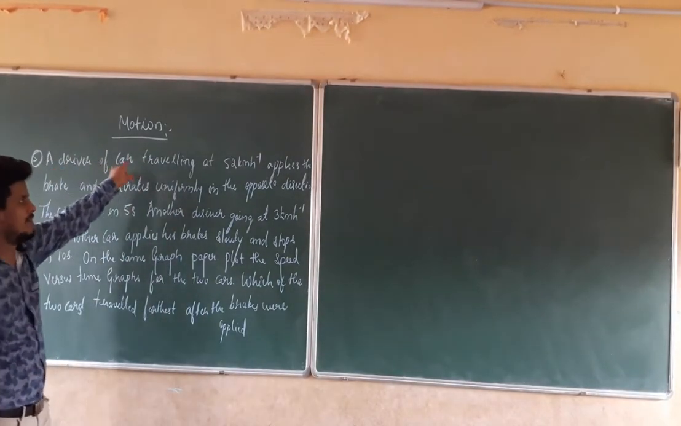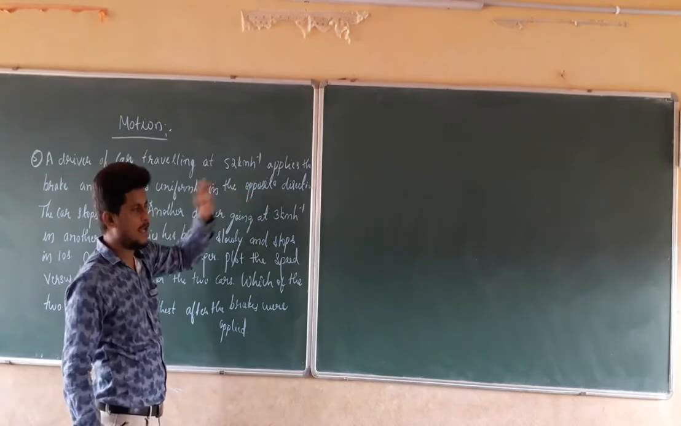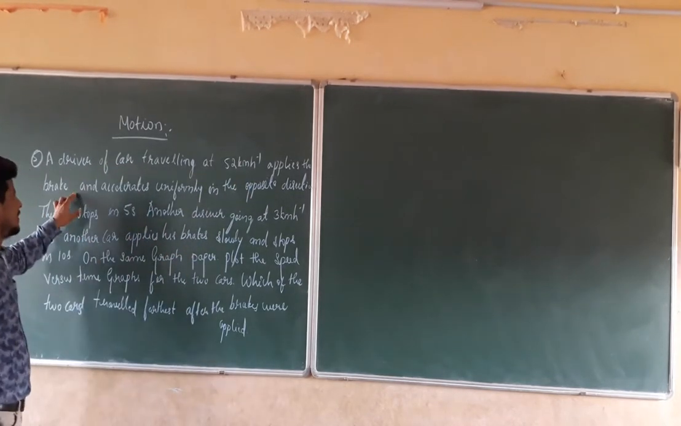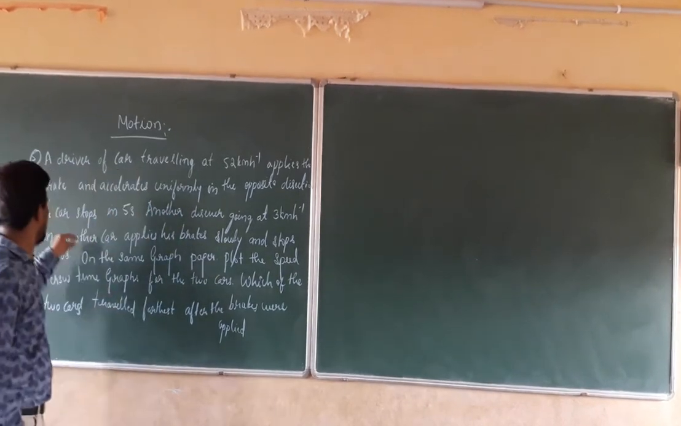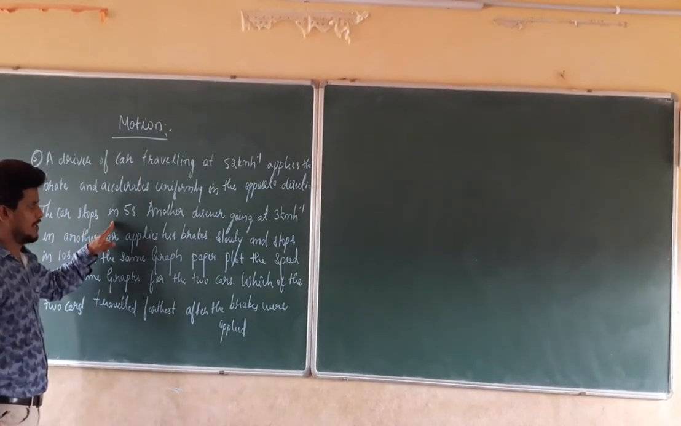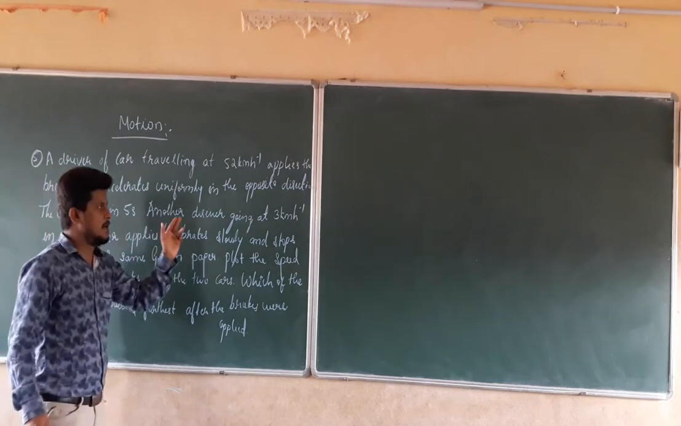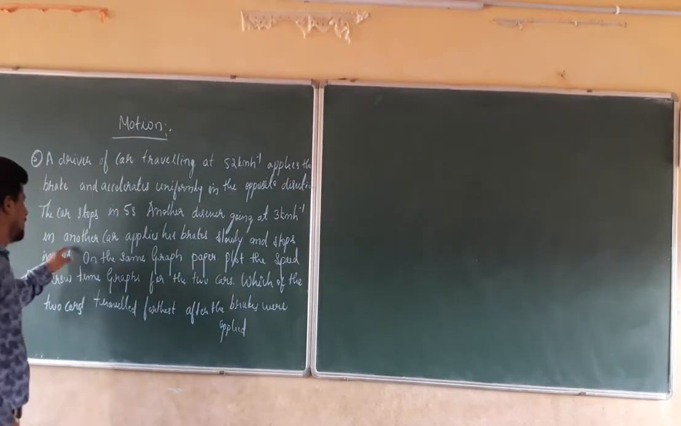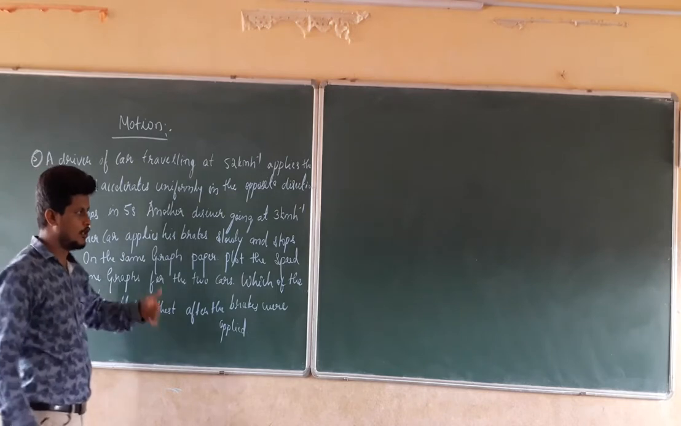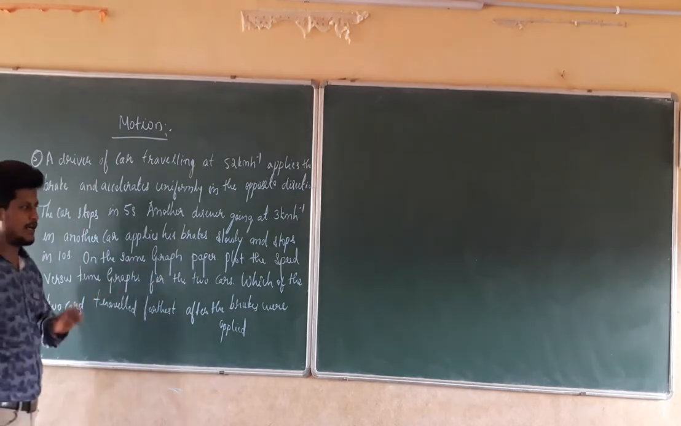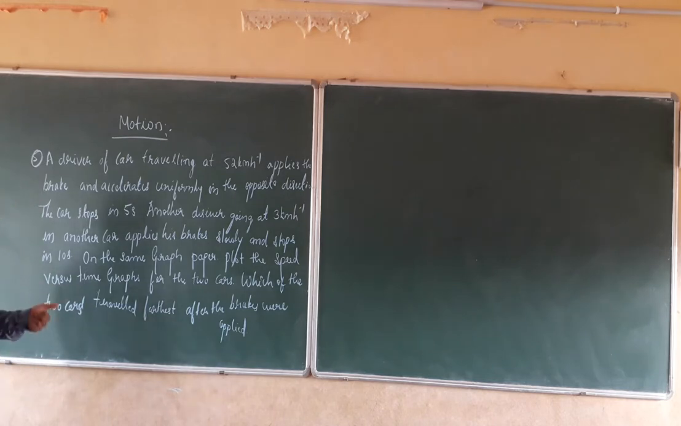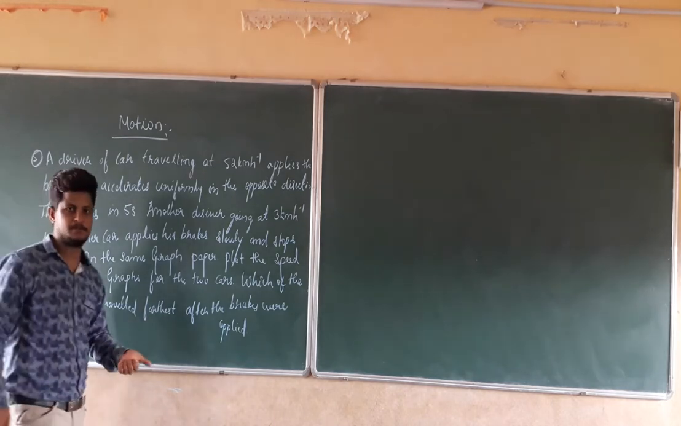A driver of a car traveling at 52 km per hour applies the brakes and accelerates uniformly in the opposite direction. The car stops in 5 seconds. Another driver going at 3 km per hour in another car applies his brakes slowly and stops in 10 seconds. On the same graph paper, plot the speed versus time graph for the two cars. Which of the two cars travels farthest after the brakes were applied?